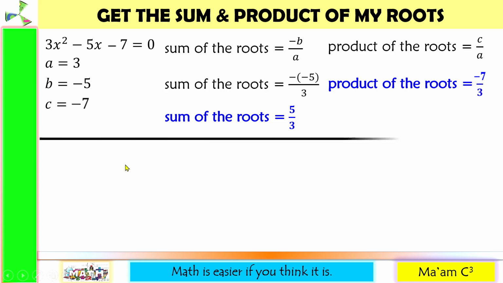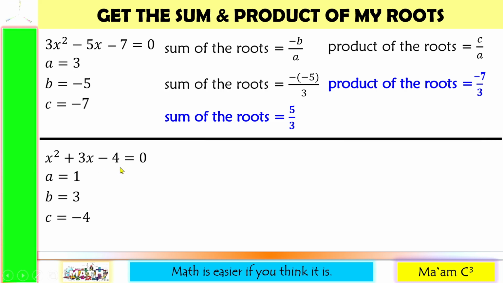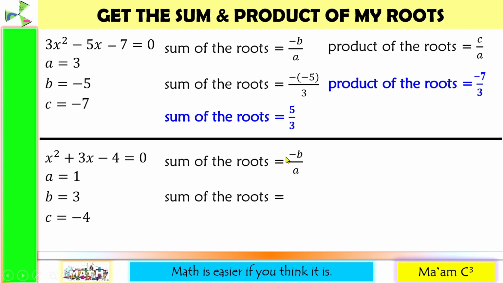Let us have another one. A is the invisible 1, B is 3, and C is negative 4. For the sum of the roots, again, that is negative B over A. So it will be the negative of B, which is 3, so negative 3, divided by the A, which is 1. And negative 3 over 1 is still negative 3.